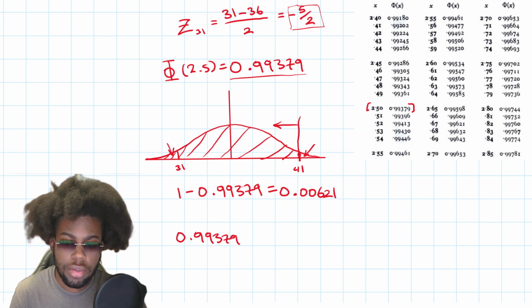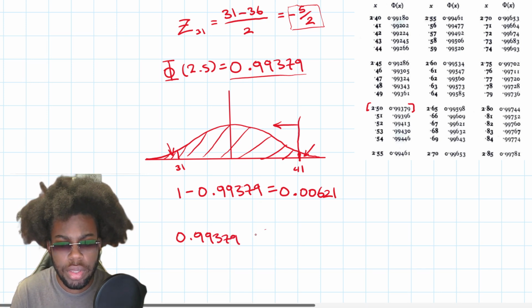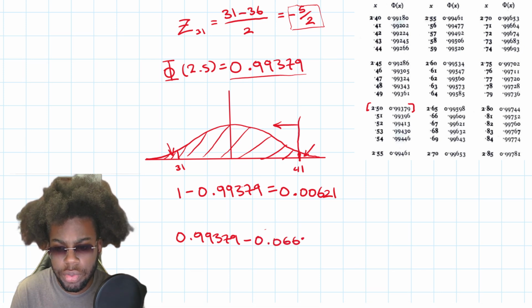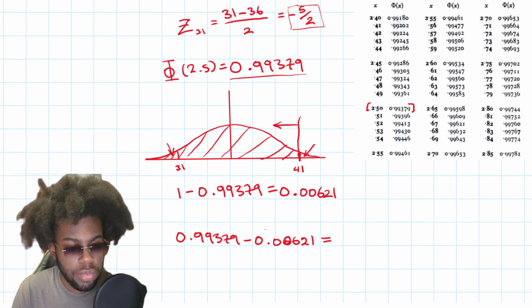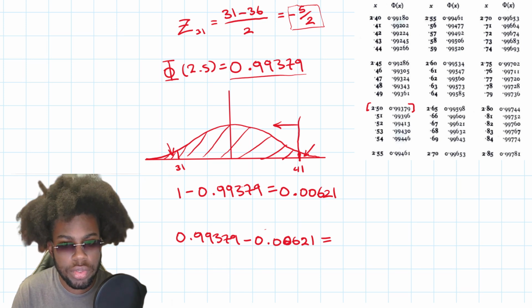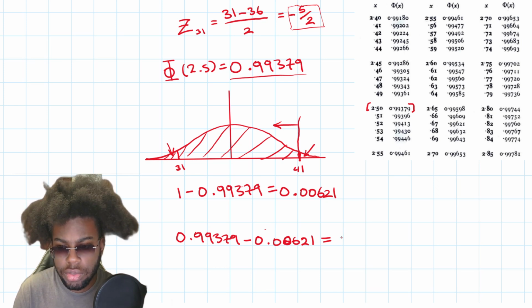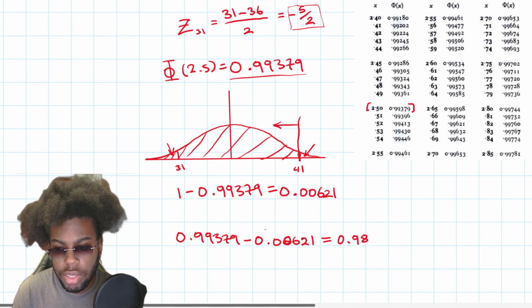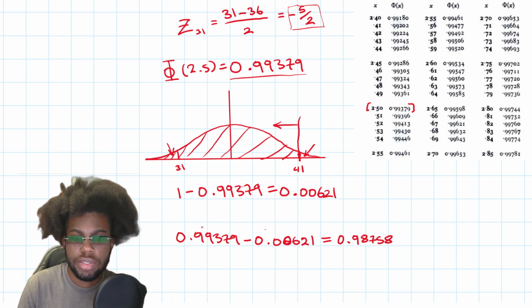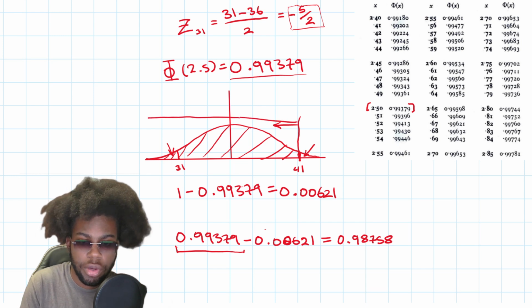All right. So at this point, we take our 0.99379 and we subtract this 0.00621, and we get 0.99379 minus 0.00621, and we get 0.98758. So again, this here represents everything going back from our 41 all the way out.